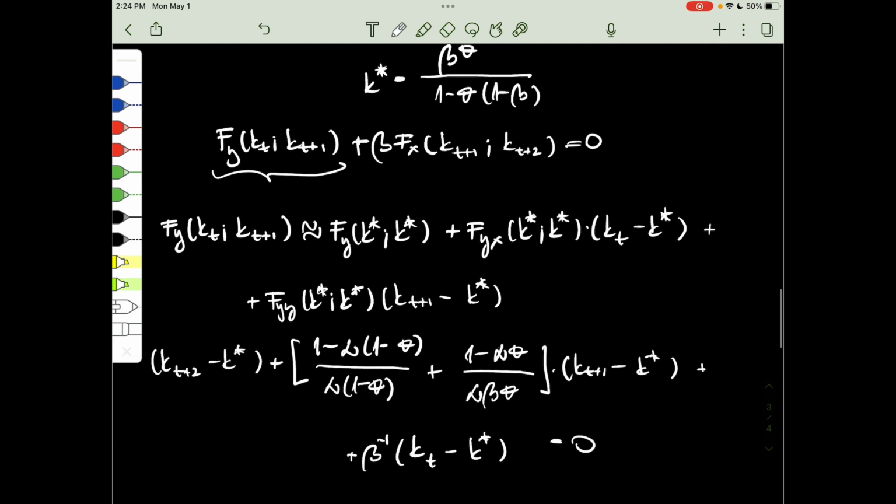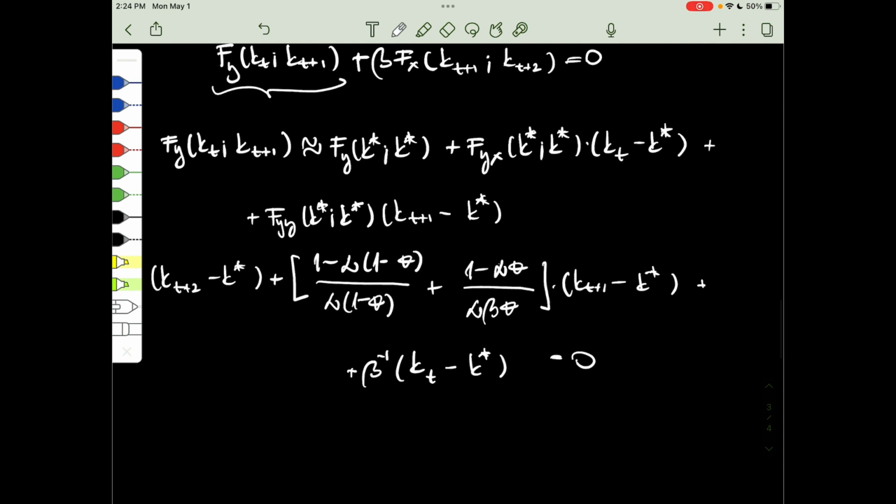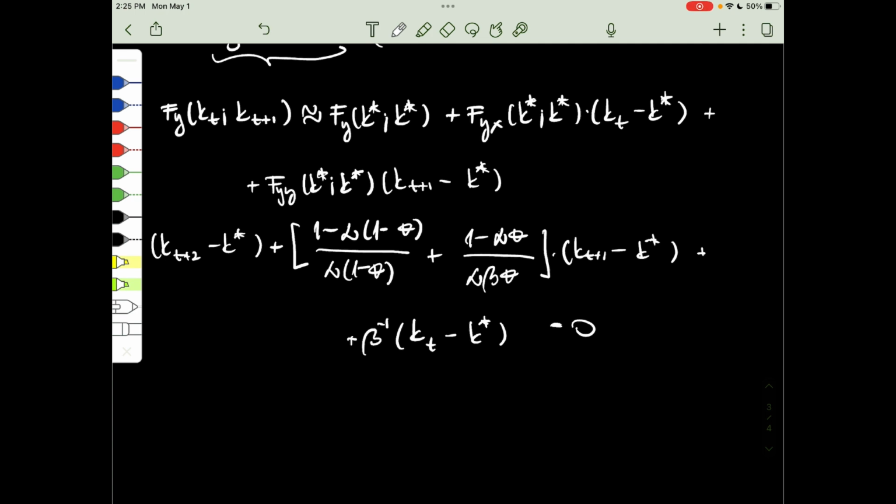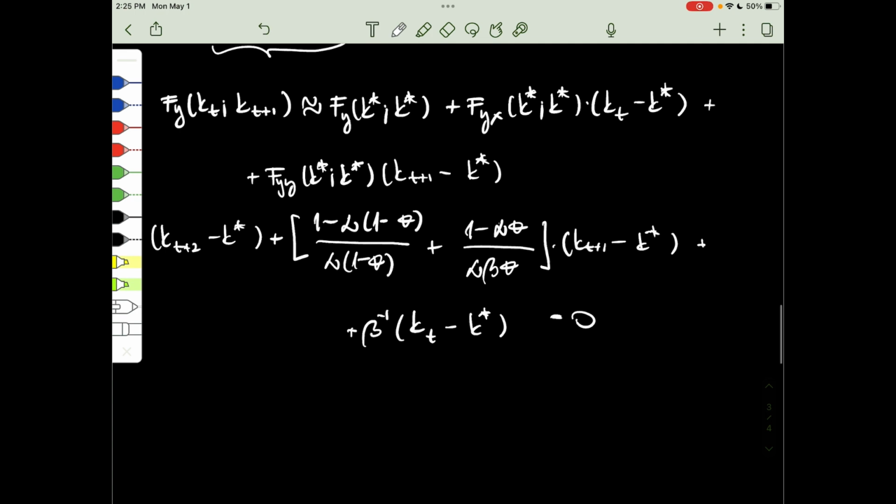Z equals 0. So this is the linear approximation to the second order difference equation, the Euler equation. So now we have a second order linear difference equation for the difference variable. This is a linear equation which is appropriate but not first order.